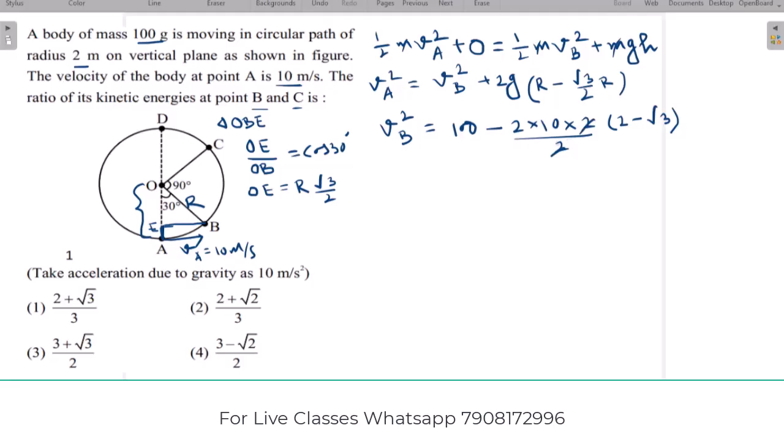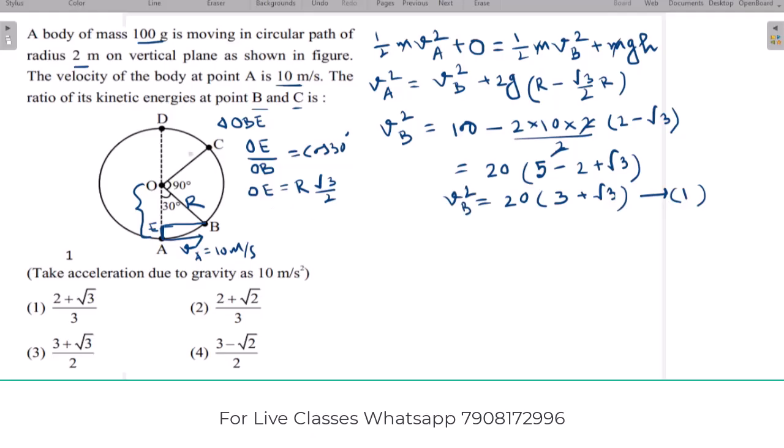So, 2 cancels, this becomes 100 minus 20 into 2 minus root 3. So, if we take 20 as common, then it is 5 minus 2 plus root 3. So, 5 minus 2 is 3 plus root 3. So, this is the value of VB square. So, if the velocity of the body at B is VB, then VB square is 20 into 3 plus root 3. Let us say this is equation number 1.